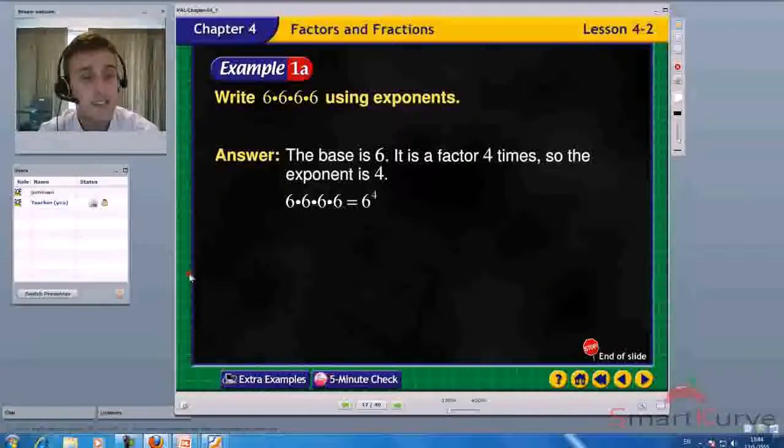Write 6 times 6 times 6 times 6 using exponents. Well, the base is 6, and it is a factor 4 times, so the exponent is 4. 6 to the 4th power. 6 times 6 times 6 times 6 can also be written 6 to the 4.